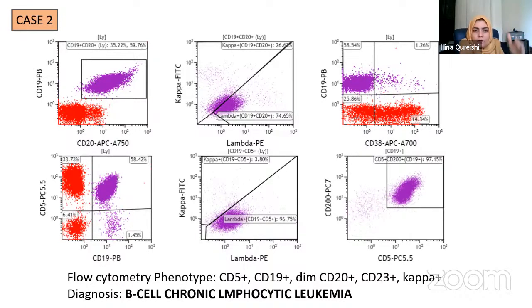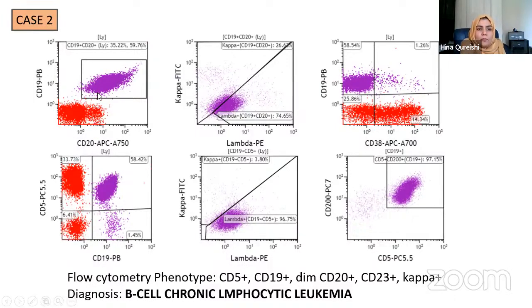Based on a set of markers that are present, we can define the lineage of the cells. The B cells are usually positive for CD19 and CD20. These are the B cell markers. And usually they have either kappa or lambda expression. These are the light chain expression.